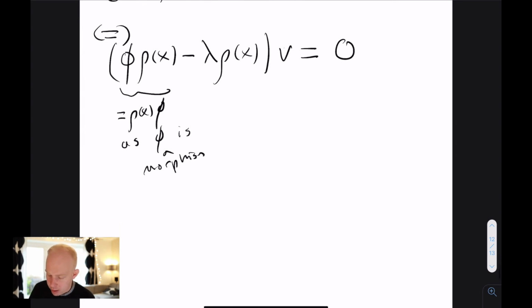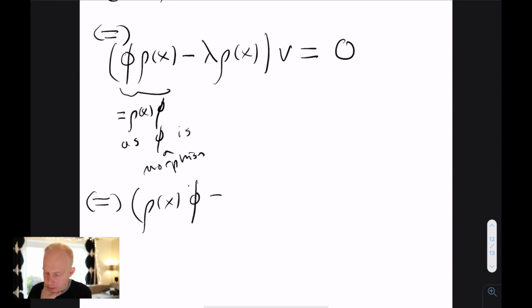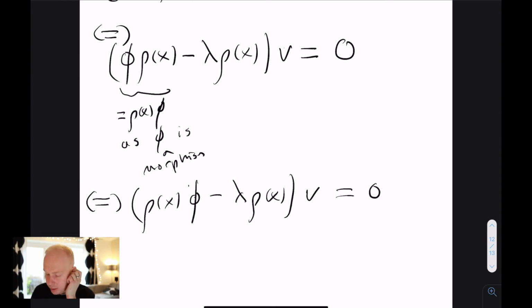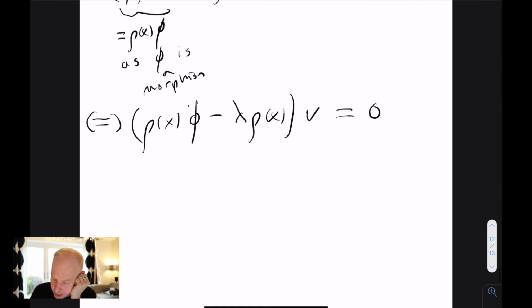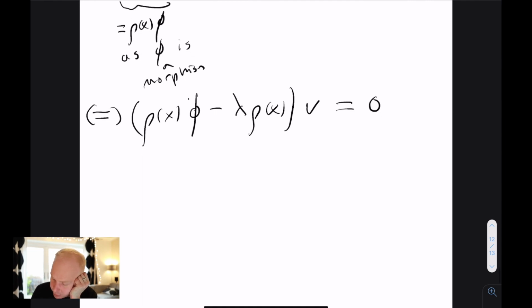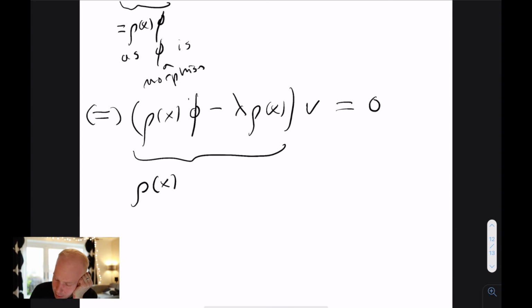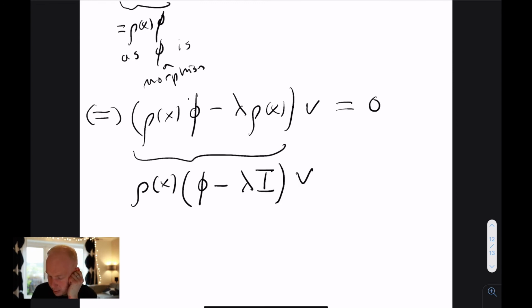So now we know that this is equivalent to, if you open this up, rho X with phi from the right, and then lambda rho of X v. That's what the statement is. So how do we prove this one then? Well, now we can go into the definition of the eigenvalue. This element here is just equal to rho of X times phi minus lambda of the identity matrix.